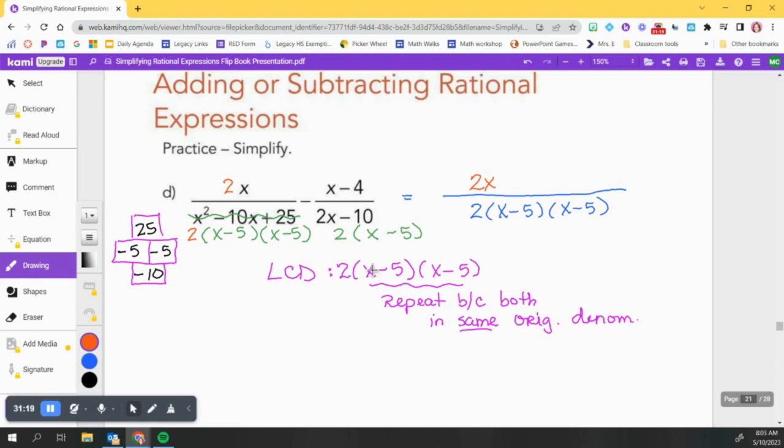What is this denominator missing that my LCD has this time? X minus 5. We have a 2, we have an x minus 5, we need another x minus 5. So I'm going to multiply this by x minus 5 as well. This again up here is a binomial times a binomial. We've been using the box to multiply those together. You could also use FOIL if FOIL is familiar to you. So that gives me x squared, negative 4x, negative 5x, and 20.